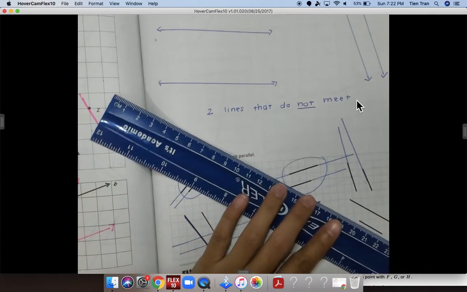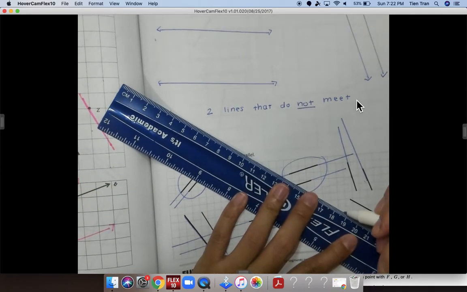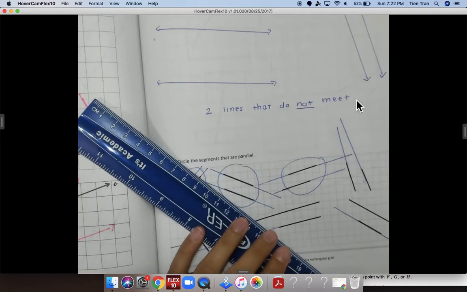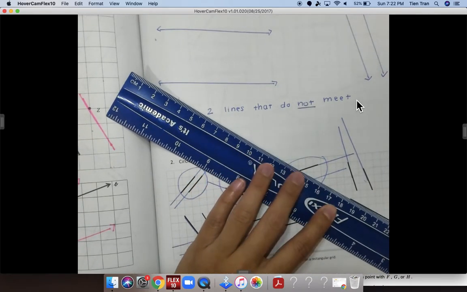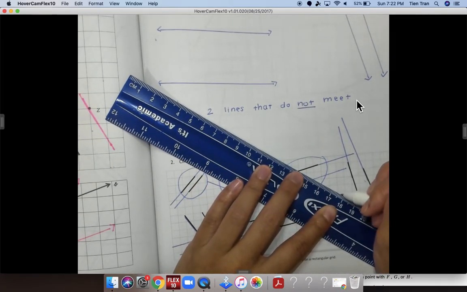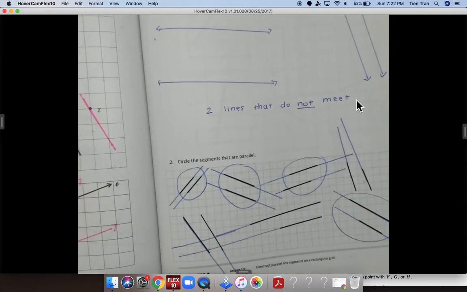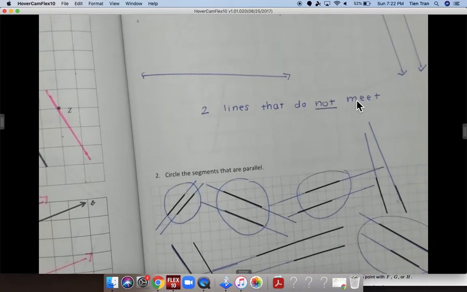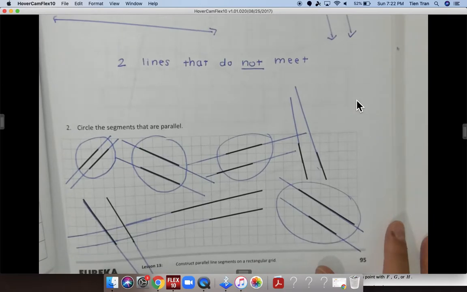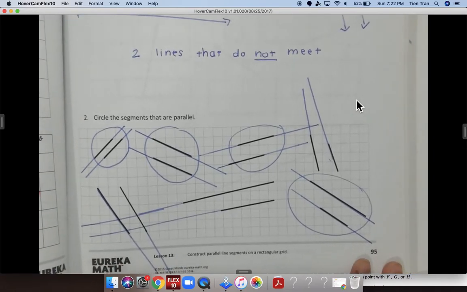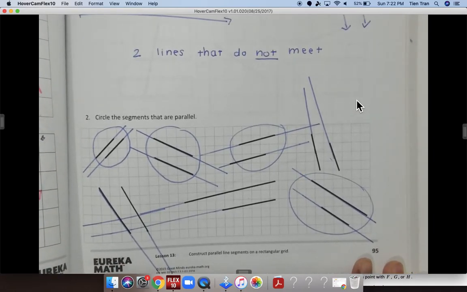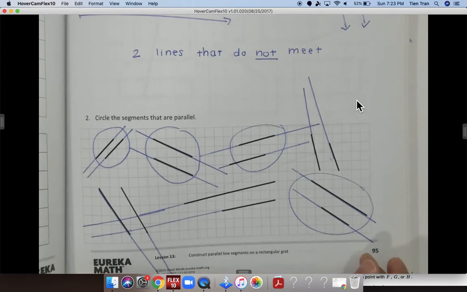And these 2 are parallel lines. You'll notice that the distance from each other is going to be the same no matter how long you draw the lines. So I'm going to circle this one as well. Now, this is a good time to pause the video and let the students draw these lines. It might take a moment.